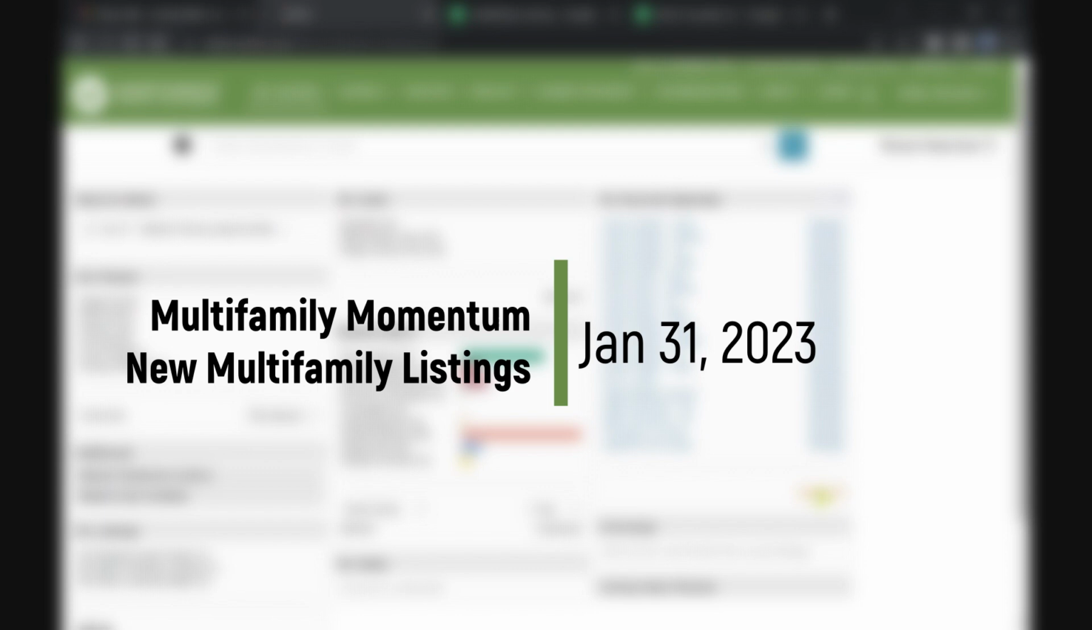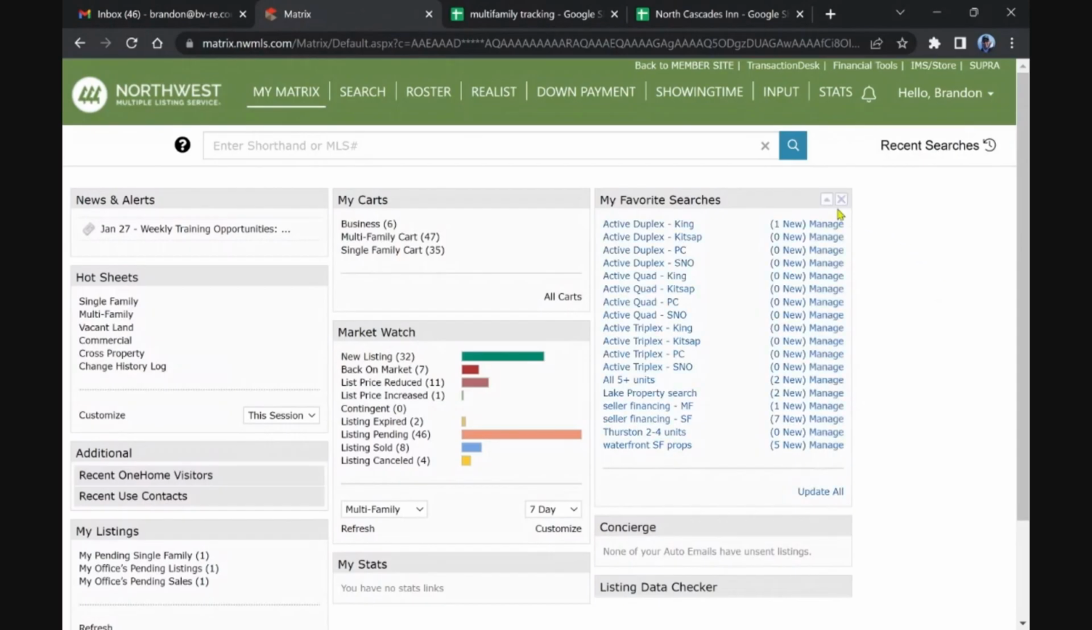I'm checking out the new listings over the last 24 hours in Western Washington. Hit update all. Not a ton. We've got one duplex in King County. We've got 2 5-plus commercial and multifamily properties. We have one seller finance opportunity, and that's it.